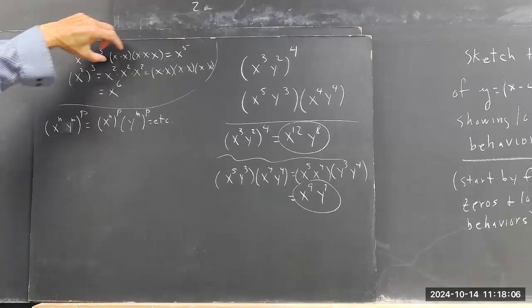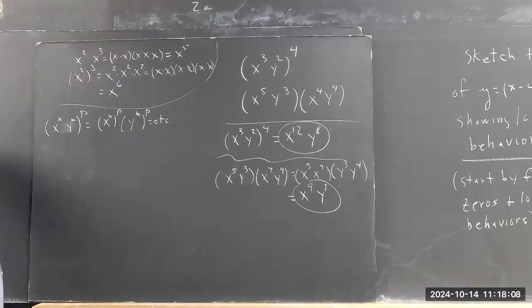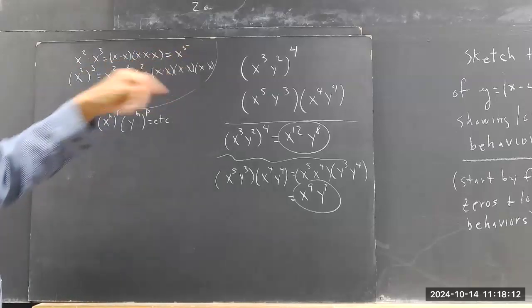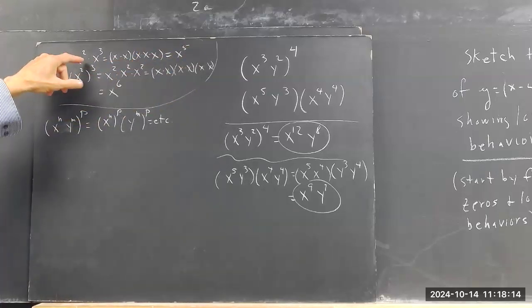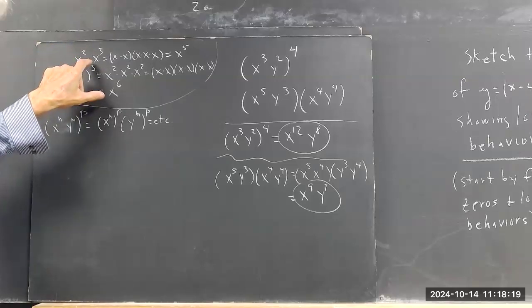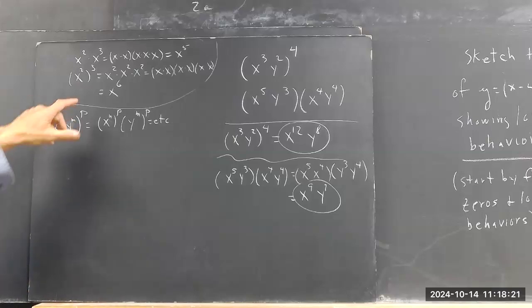So x squared is x times x, and x cubed is x times x times x. So now we have 5 x's multiplied together, and that's what x to the 5th is. It tells you why you add exponents when you multiply. Same number, different exponents. Okay.